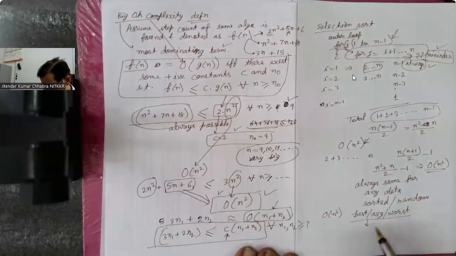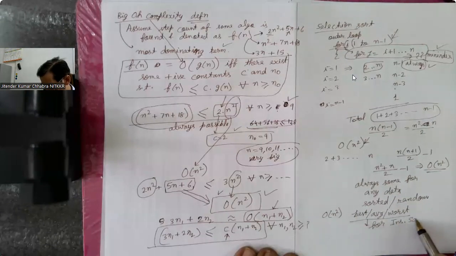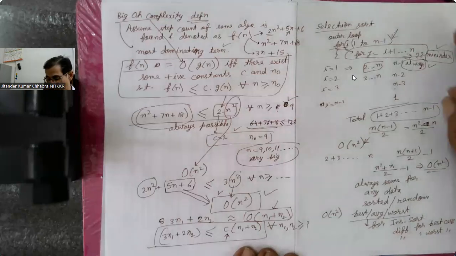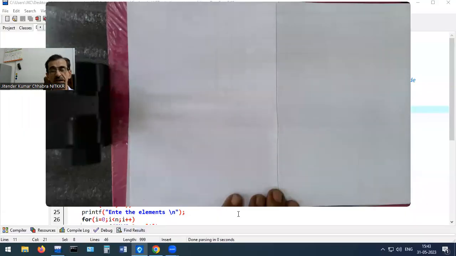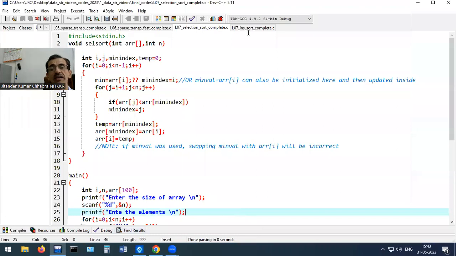But for insertion sort, it might not be true. It will be different for best case and different for worst case. Why? We will have a quick look in that discussion. So let's go back to the insertion sort code. I'm ready with that code also. And here is the code.